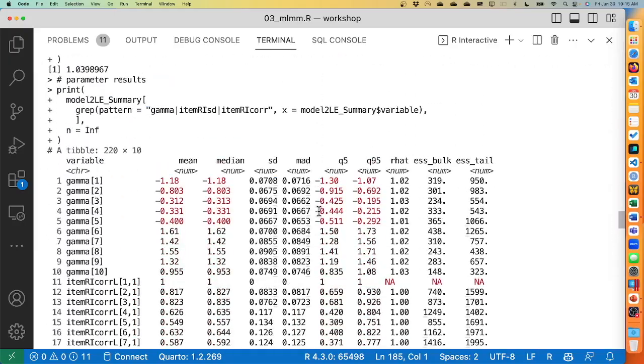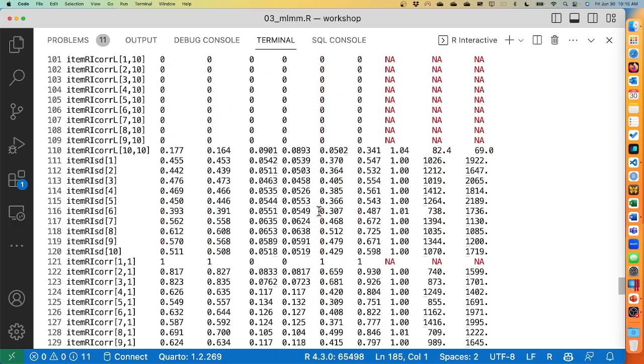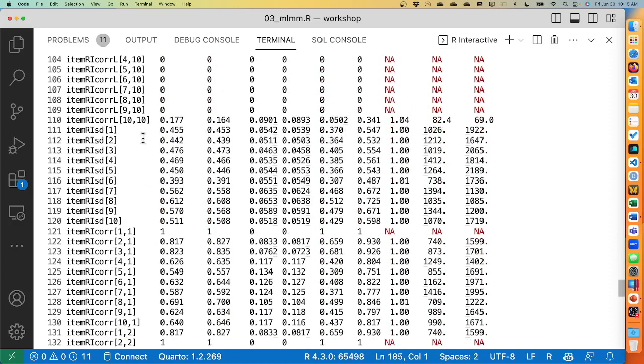All right, let's start with gamma, shall we? These are our item fixed effects. Again, this follows the same trend. Remember, the first items were the harder items, the first 5 were harder, and the second ones were easier. These are our standard deviations.